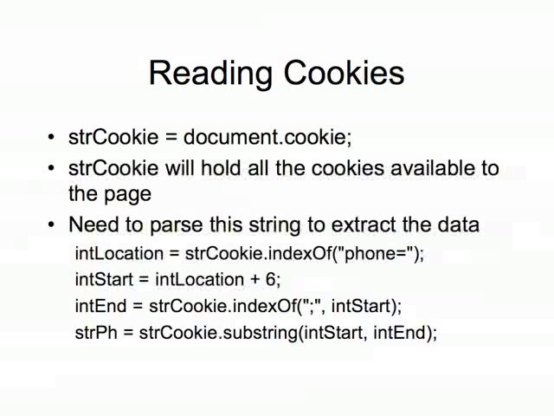So to extract the phone number from the string, we say strPh is assigned strCookie.slice, and we have int start and int end. Now you might be tempted here to say int end minus 1, but actually the way slice works, the end parameter isn't included anyway. That's actually the start of the remainder of the string. So this works out just fine.